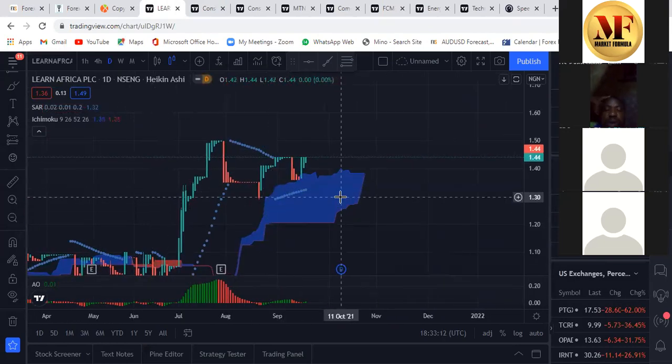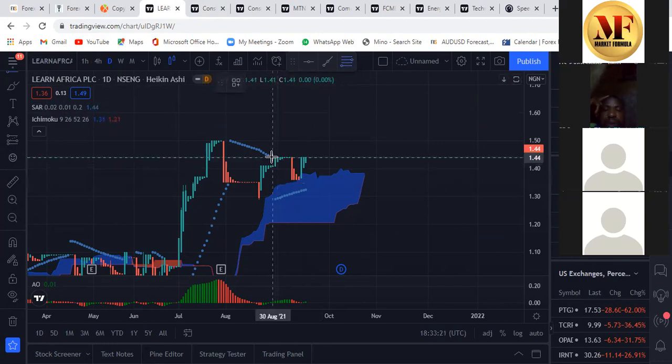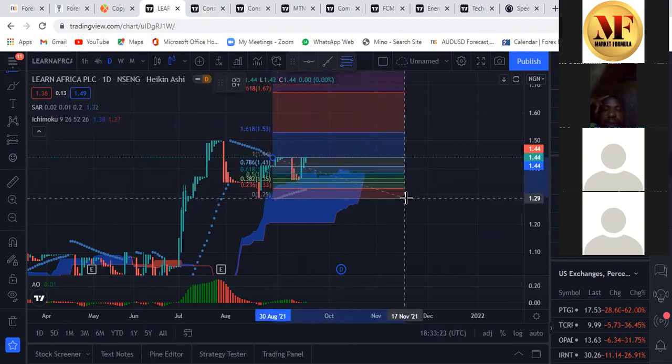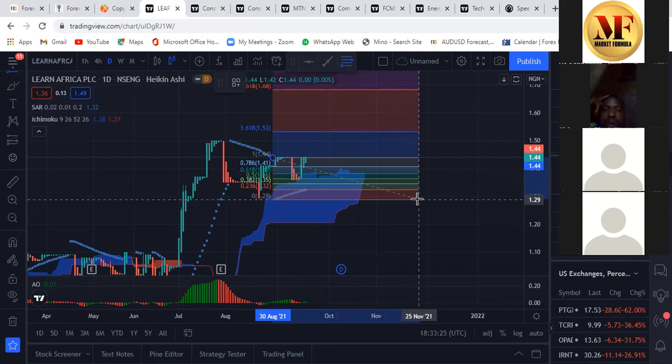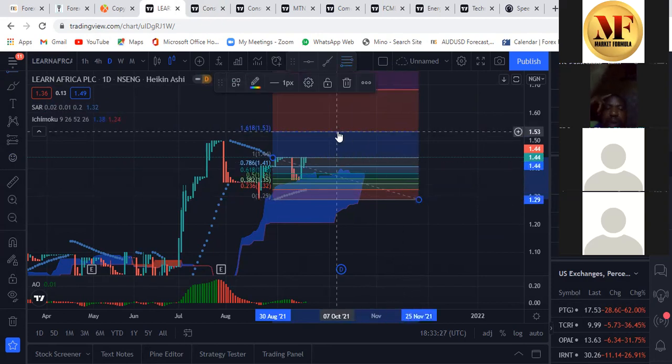Currently, wow. Price is just touching the cloud, using the cloud as a support. So it's going up. How far can it go? Let's say from my Fibonacci. Okay. 1.53 kobo or 1.68 kobo.